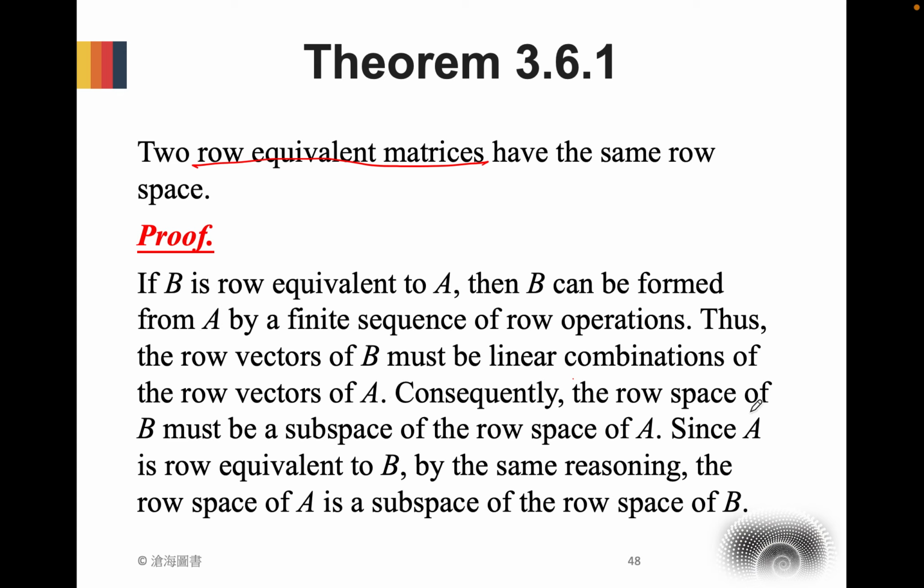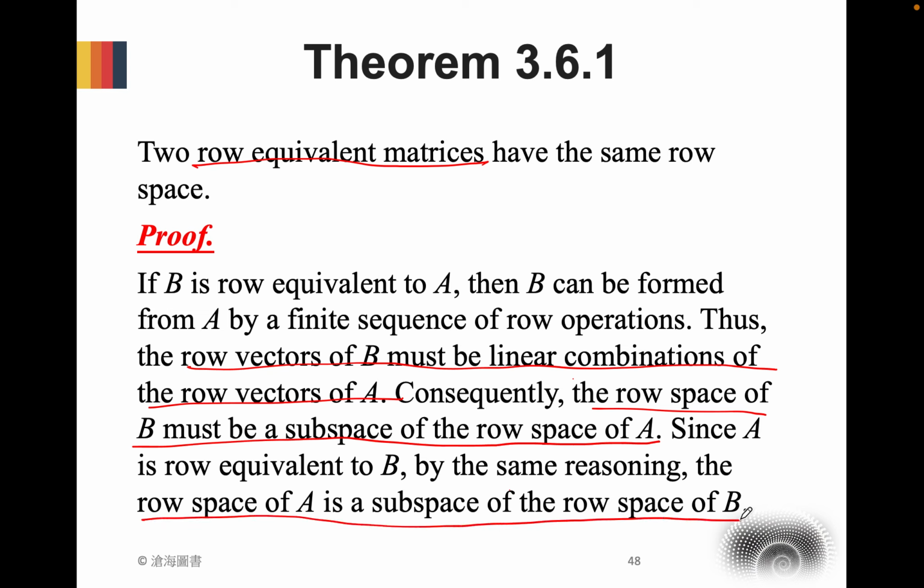Consequently, the row space of B must be a subspace of the row space of A, because the row vectors of B must be linear combinations of the row vectors of A. Therefore, the row space of B must be a subspace of the row space of A. And on the contrary, A is row equivalent to B. Therefore, for the same reason, the row space of A is a subspace of the row space of B. Therefore, the row space of A should be equal to the row space of B. OK?